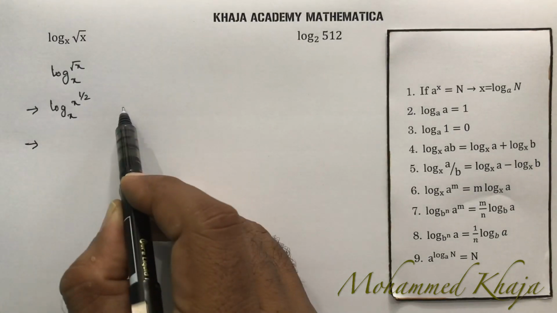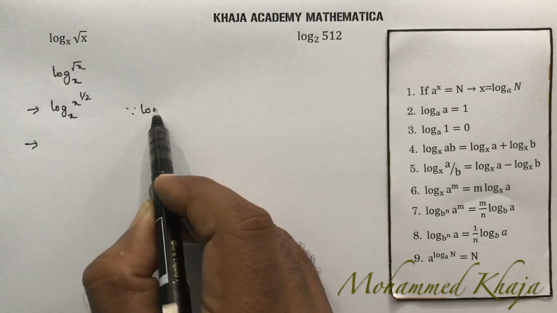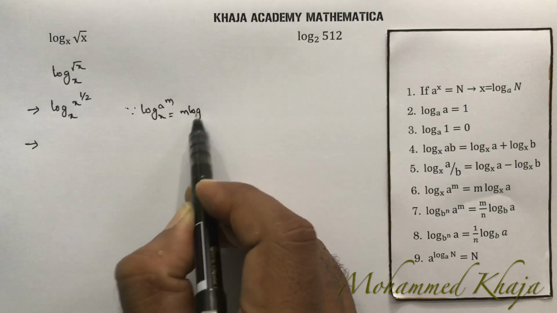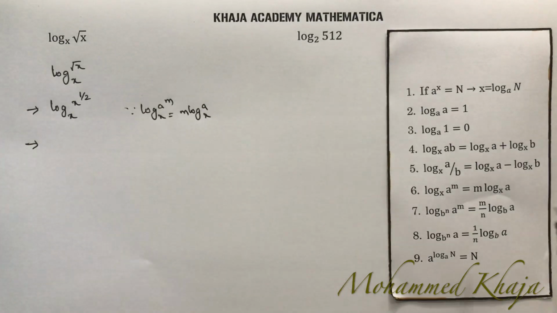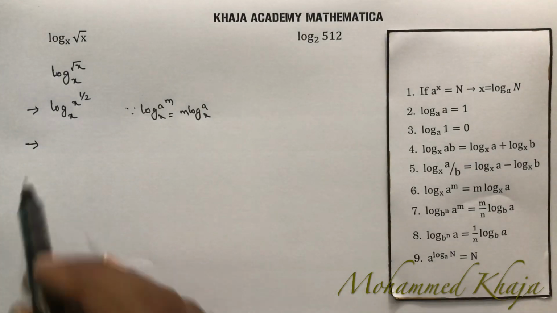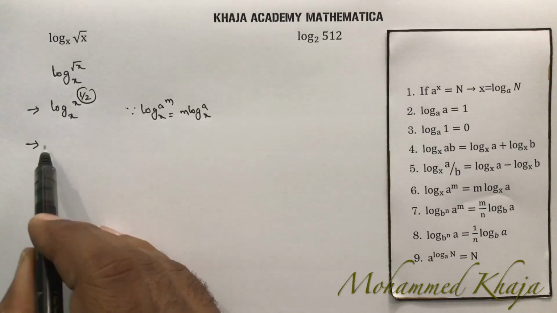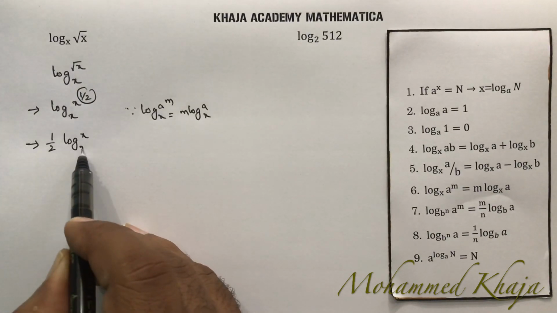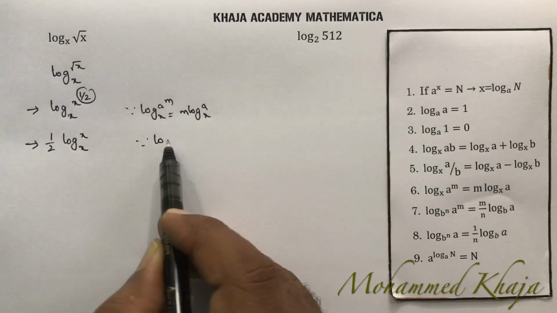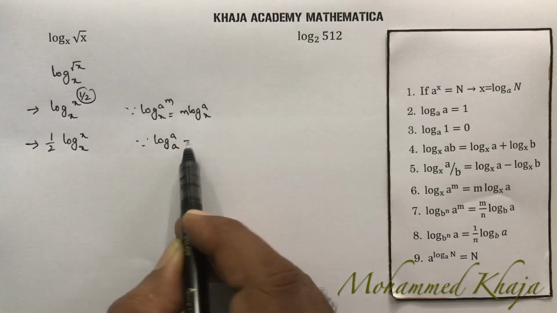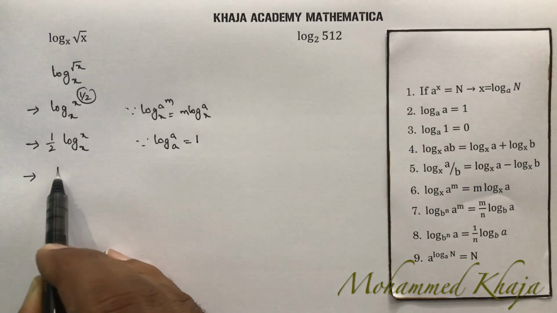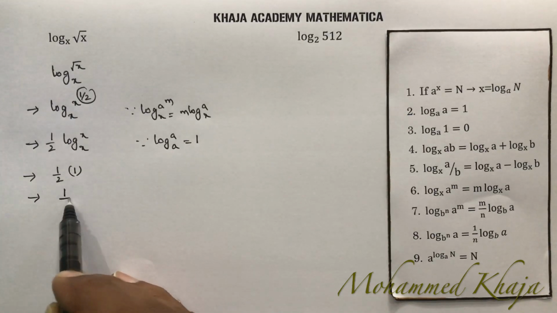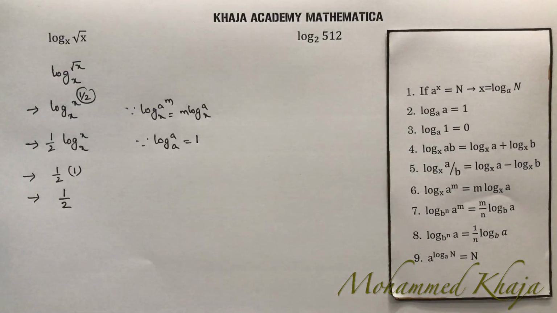Here is the logarithm of a power, in the form log a to the power of m to the base x equals m log a to the base x. Now in place of m we have 1 by 2, so 1 by 2 log x to the base x. Again, the logarithm of a number to the same base has the value 1. So 1 by 2 times 1 is 1 by 2.